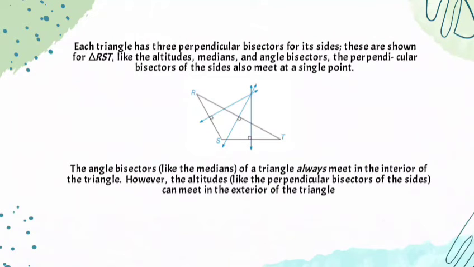Each triangle has three perpendicular bisectors for its sides. These are shown for triangle RST. Like the altitudes, medians, and angle bisectors, the perpendicular bisectors of the sides also meet at a single point. The angle bisectors, like the medians of a triangle, always meet in the interior of the triangle. However, the altitudes, like the perpendicular bisectors of the sides, can meet in the exterior of the triangle.